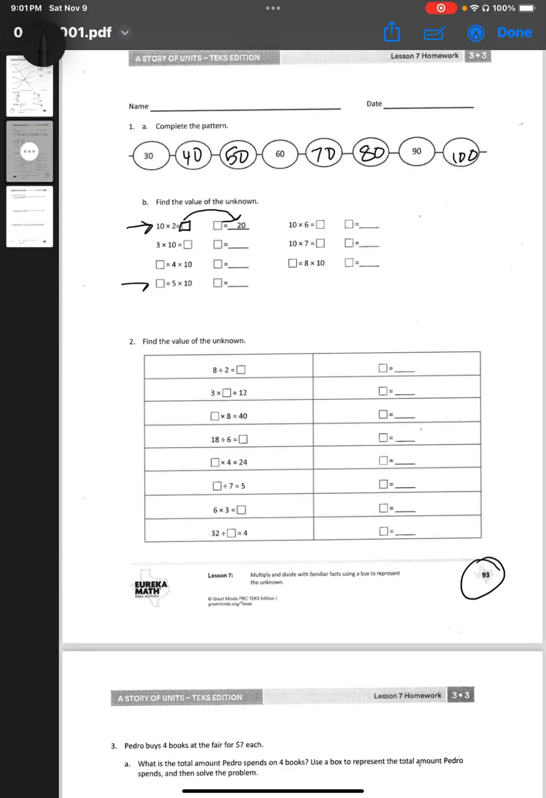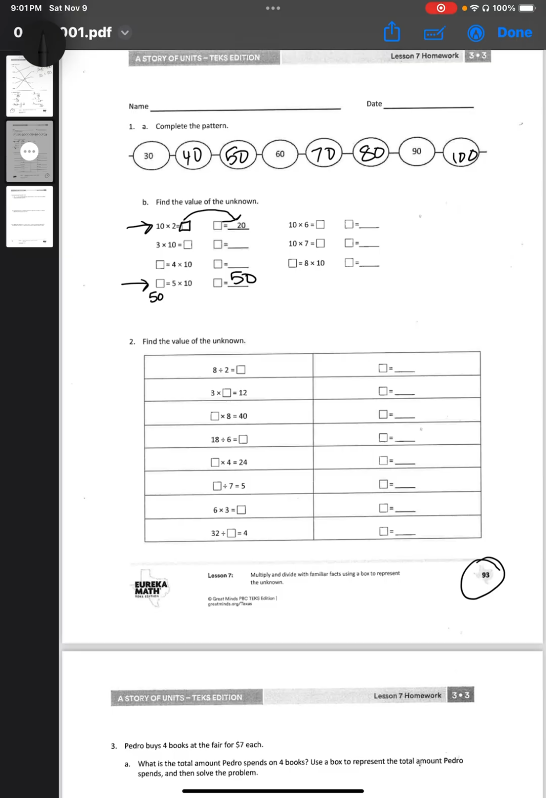Let's look down at this one. Something equals 5 times 10. All they've done here is move the product or the answer to the front of the equation. You're going to work it the same way though. 5 times 10 is 50. So this little box right here would have a value of 50. 50 equals 5 times 10. Let's see, are there any others that we need to look at? No, I think you guys can probably work through the rest of them. If you have a question, let me know.